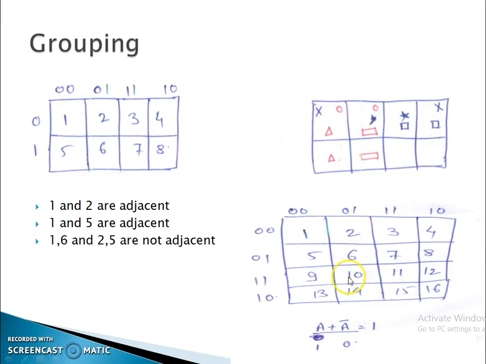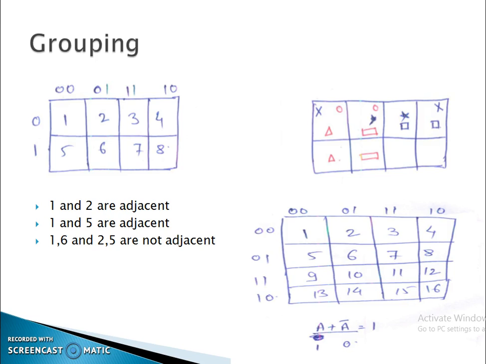In this 4 variable K-map, 1 and 4, 2 and 3 will be adjacent, 1 and 2 adjacent, 9, 10 will be adjacent, 7 and 11 will be adjacent, 6 and 10 will be adjacent. Here 10 and 14 will also be adjacent and 14 and 2 also will be adjacent. The K-map will work on the rolling basis.